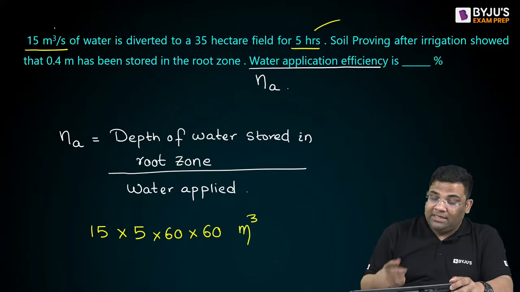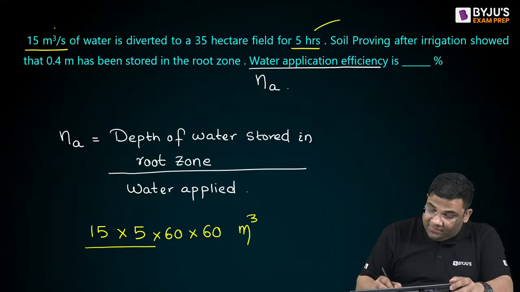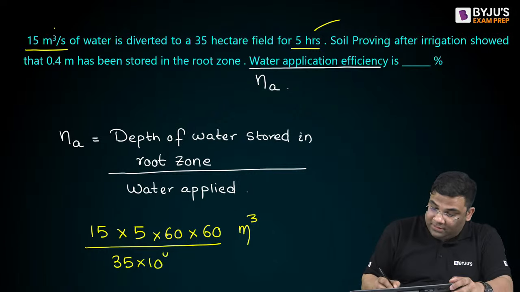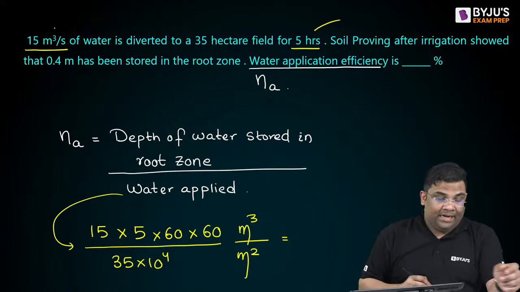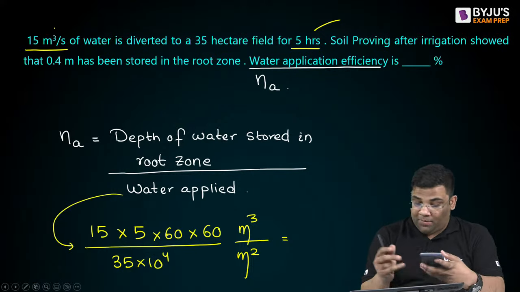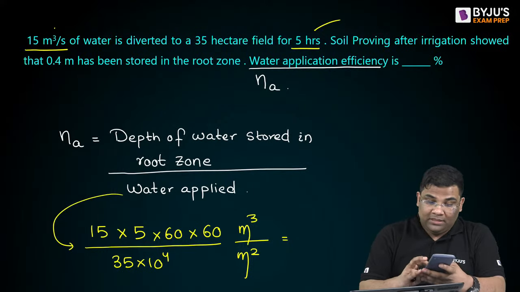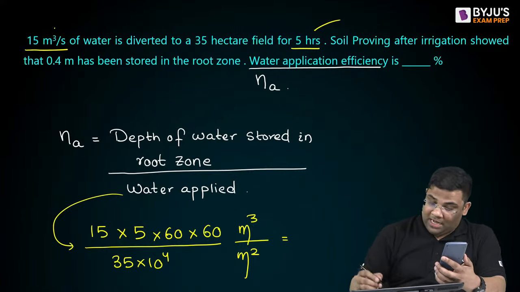So how to find out the depth of water applied? That will be divided by the area. 35 hectare means 35 times 10 to the power 4 meter square. So I get the water applied: 15 into 5 into 60 divided by 35 divided by 10 to the power 4. I'm getting 0.7714, right? Are you getting the same answer?